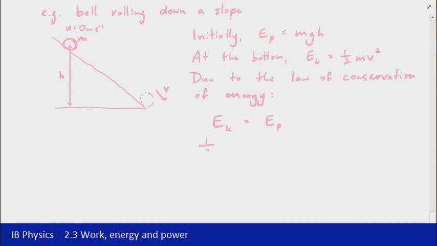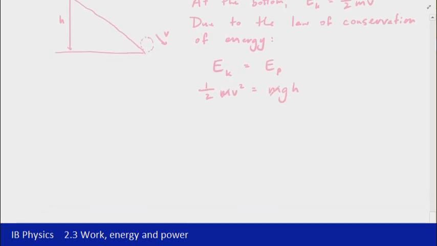If we then substitute into those equations the expressions for each of those quantities, so instead of EK we write half mv squared, instead of EP we write mgh. Notice that mass is constant on both sides, so the mass doesn't actually play a part, so we're left with half v squared is equal to gh. If we do a bit of algebra here, we end up with v squared is equal to 2gh. We can actually calculate the speed at the bottom: v is equal to the square root of 2gh.